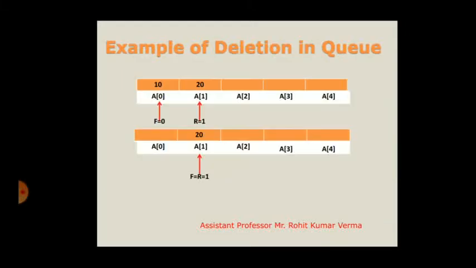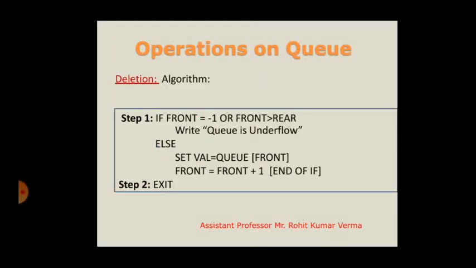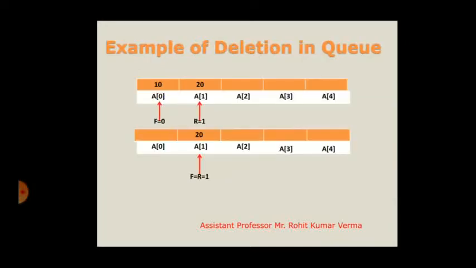Second thing, dear students, if the queue is not empty, this means that you can delete an element from the queue. In this image you can see, in the first queue our front pointer is at the 0th location and our rear pointer is at the first location. I think this is clear. Now I want to delete the element 10.